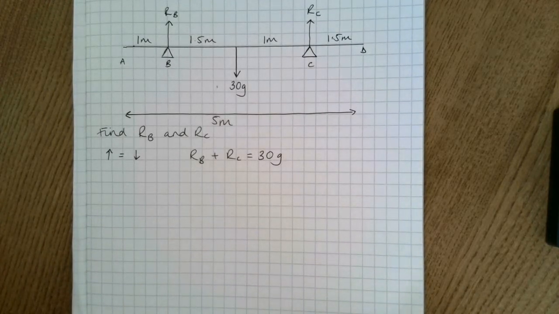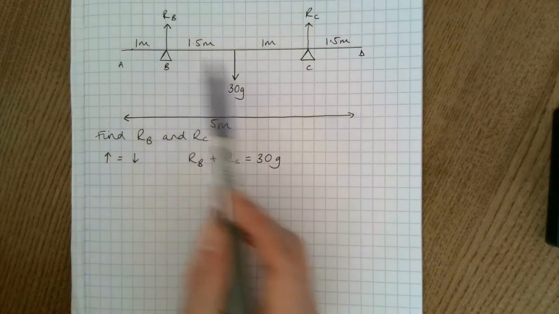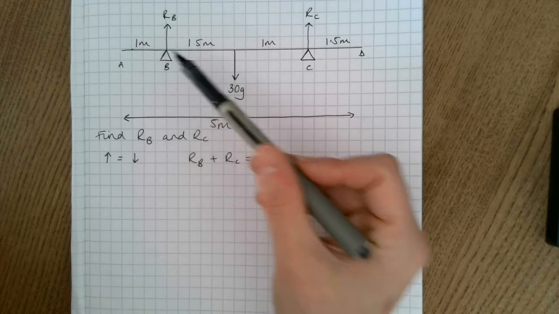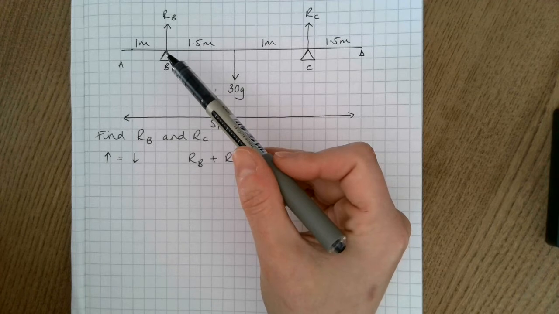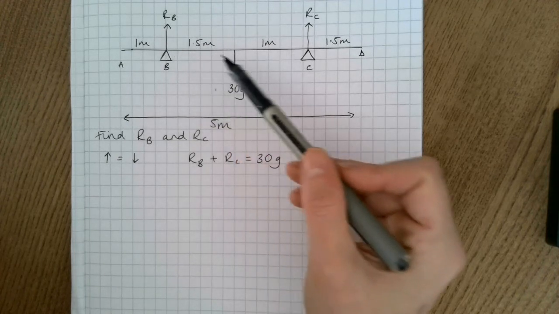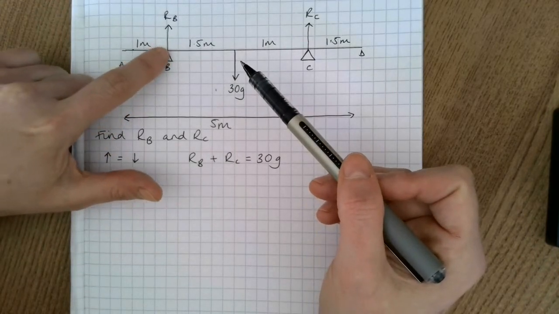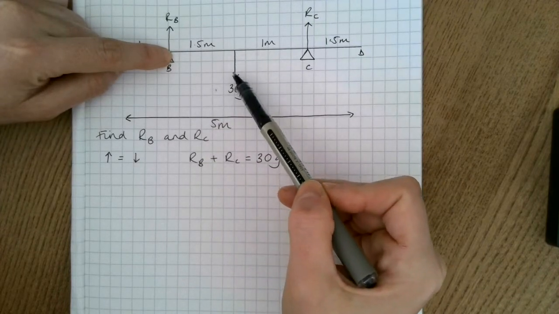The next thing that we're going to do is think about taking moments about a point. Now, it's sensible to take moments about one of the pivot points, because as we calculate a moment, we will look at the clockwise forces. So this 30G, if I was to take moments about B, this 30G would be acting clockwise.